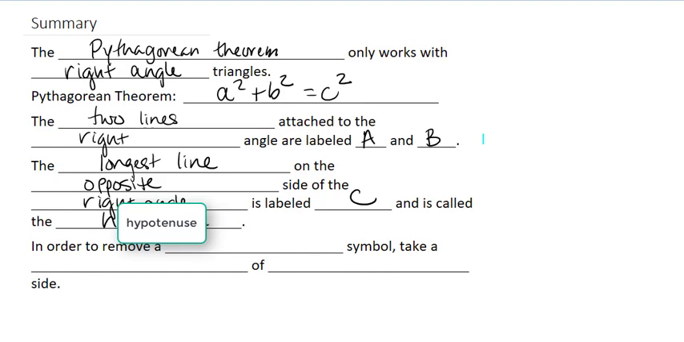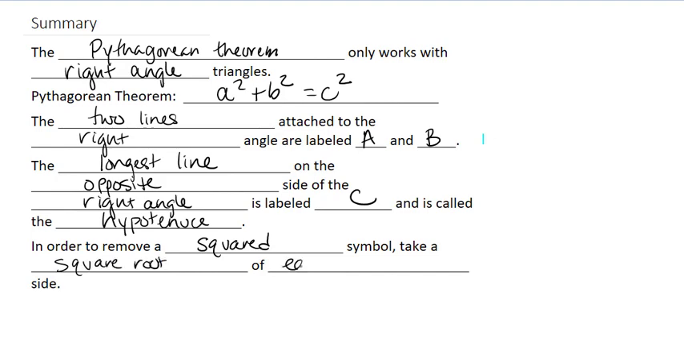And the last thing we need to know is, in order to remove a squared symbol, take the square root of each side. So let us go back to our problem.